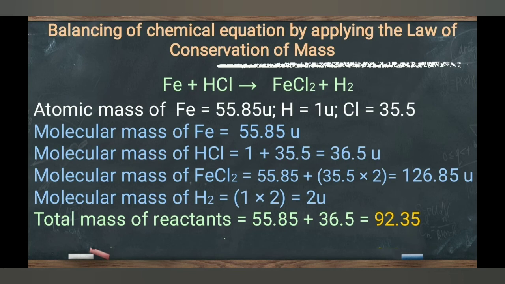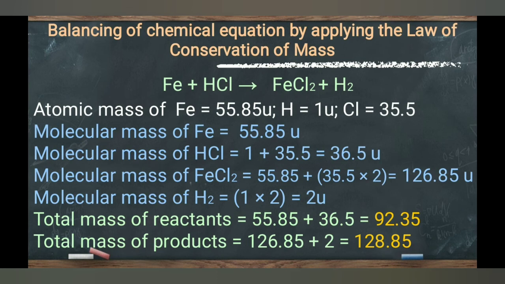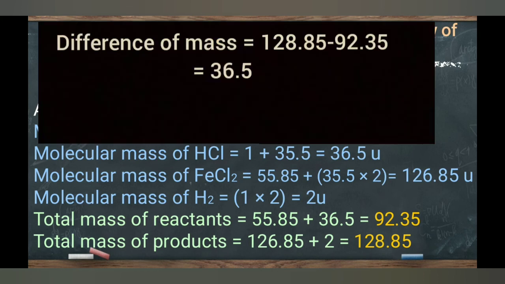The total mass of products is equal to the molecular mass of ferrous chloride plus the molecular mass of hydrogen, which comes out to be 126.85 plus 2 equal to 128.85. From here it is clear that the total mass of reactants is not equal to the total mass of products. So it means this is an unbalanced equation. The difference in the masses of the reactants and products is equal to 128.85 minus 92.35, which is equal to 36.5.